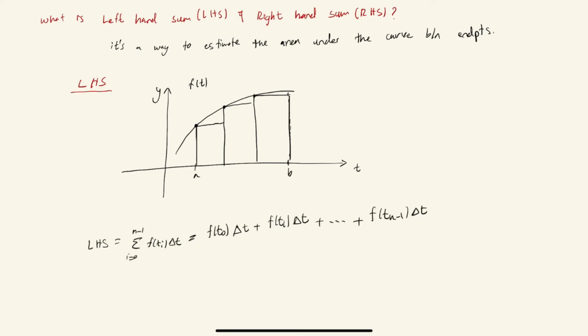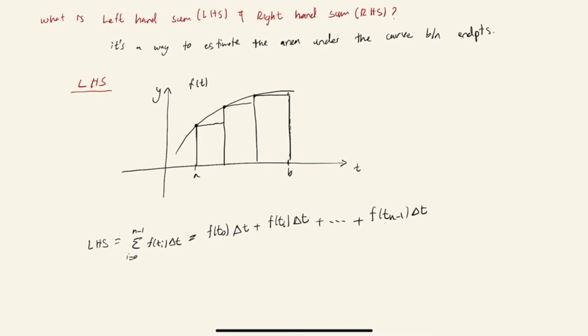Here is the summation notation of the left-hand sum. We have sigma going from i equals 0 to n minus 1 of f of t i multiplied by delta t. If we expand that, it's going to be f of t naught multiplied by delta t, plus f of t1 multiplied by delta t, and so on until we reach the end term, which is f of t n minus 1 multiplied by delta t.